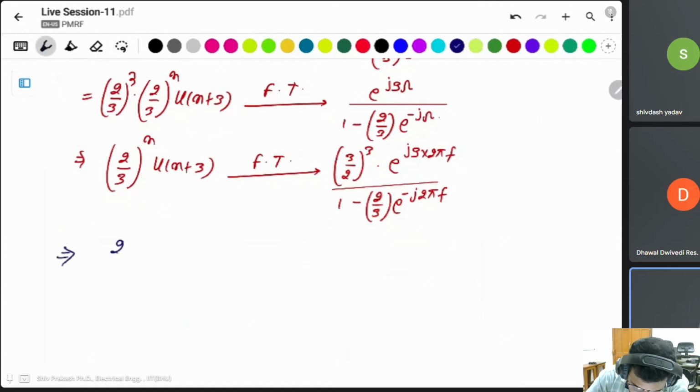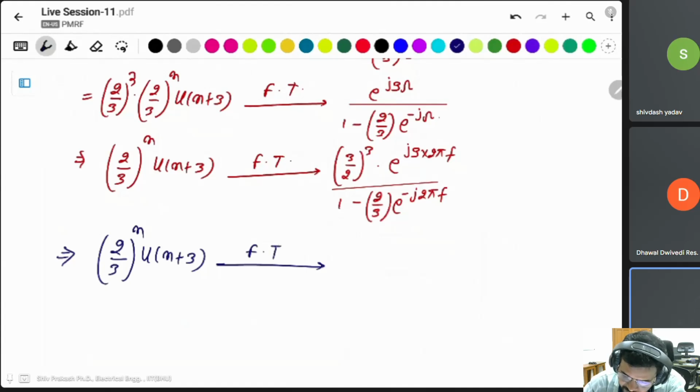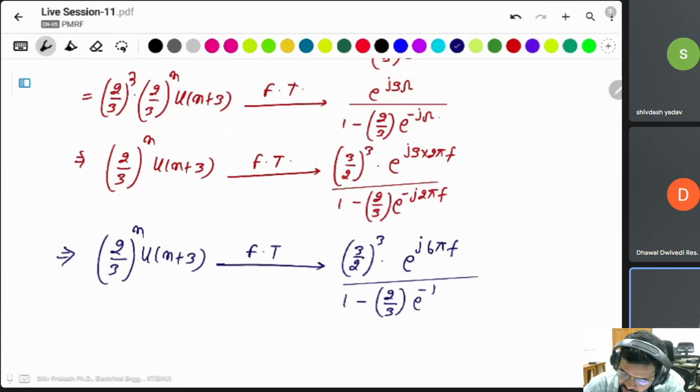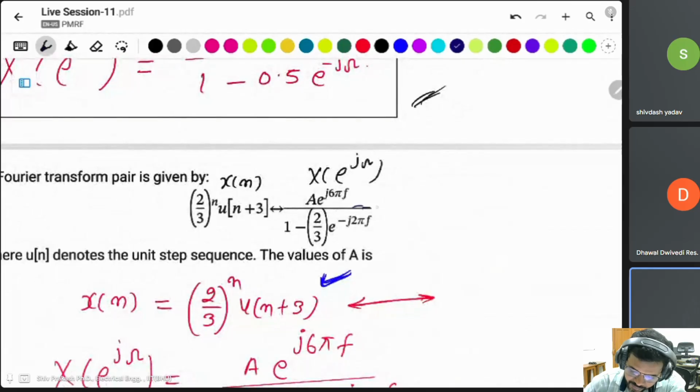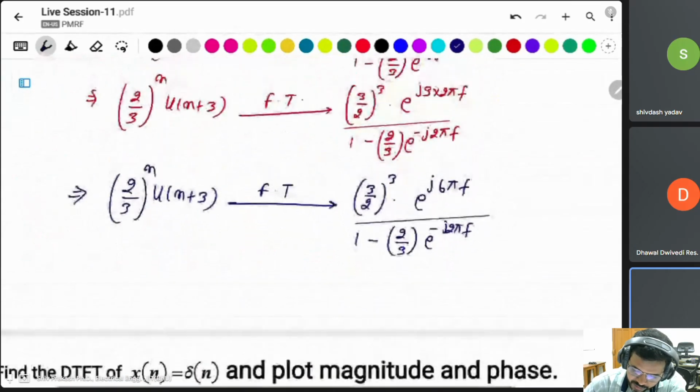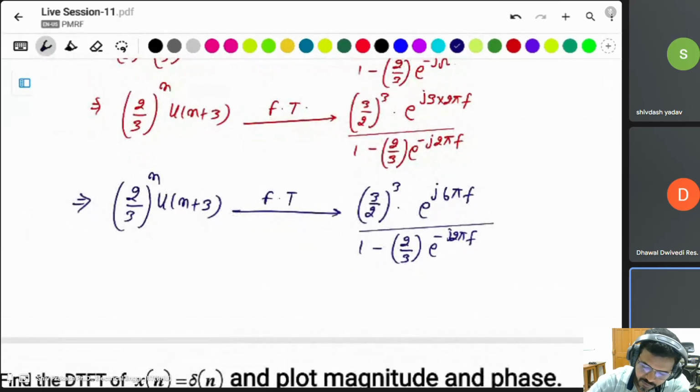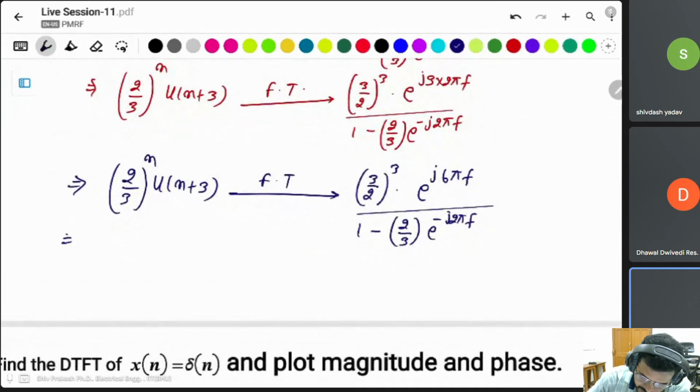Then you can say this will be (2/3)^n u[n+3]. The Fourier transform of this one is (3/2)^3 into e^(j6 pi f) divided by 1 minus 2/3 into e^(-j2 pi f). In the given question, this will be the same thing. You can compare here. To compare the same thing, we will get the value of a in place of this one.